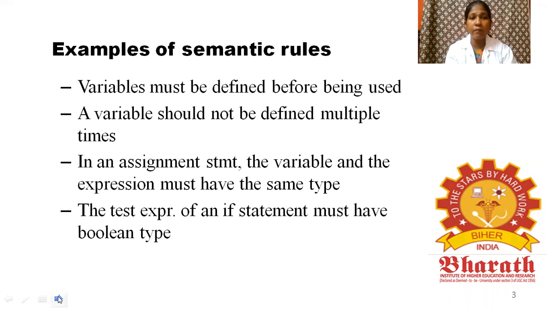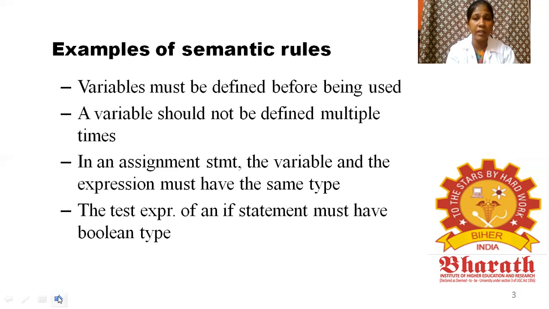So we know that whenever we define a variable, we need to declare the variable first. Whenever we declare the variable, we have a certain set of terms and expressions to define it. If a variable is not declared first, then we will get an error. That is what is mentioned in the semantic rules. In the same way, in an assignment statement, the variable and expression must have the same type.